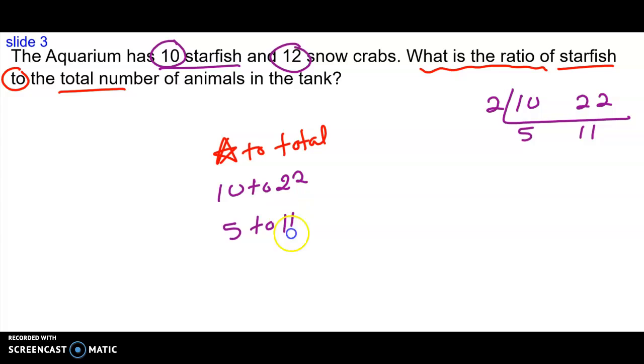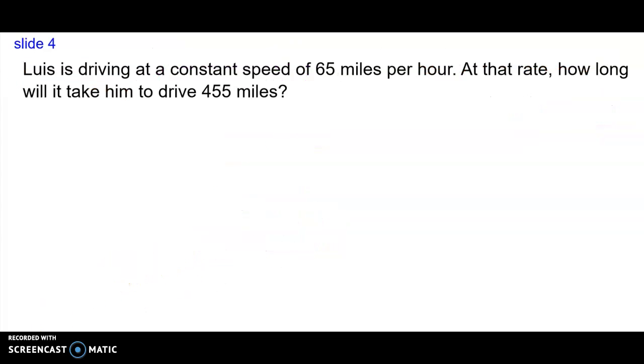And there's nothing else that can be pulled out because they're both prime. There is your ratio of starfish to total number of animals. For every 5 starfish, there are 11 total animals. All right, let's look at slide 4.